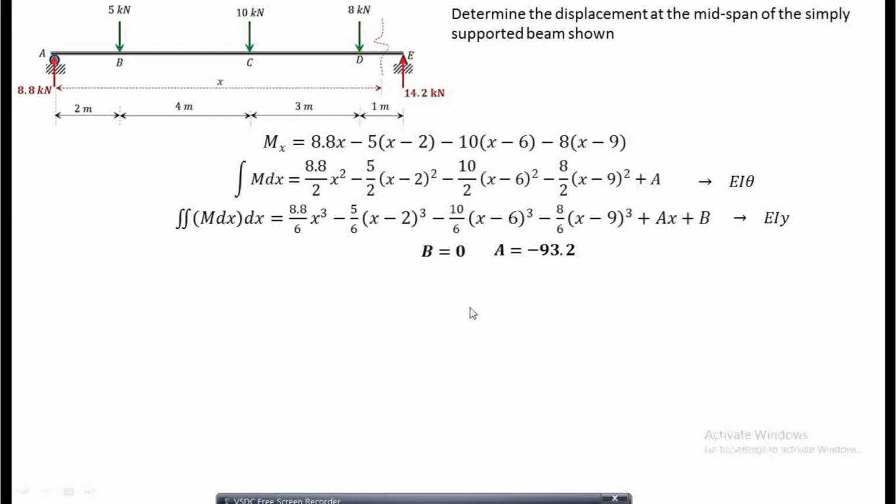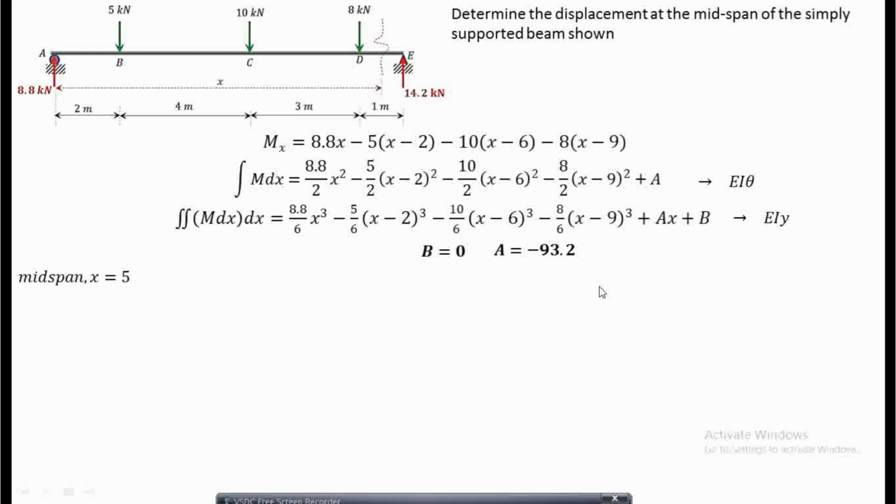So, nakuha na natin yung value ni B at saka ni A. We can now determine the displacement. Again, ang hinahanap dito is the displacement at the midspan. So, since displacement, ang gagamitin nating equation ay yung EIY. Now, since midspan yung hinahanap, we know that at midspan, x is equal to 5.